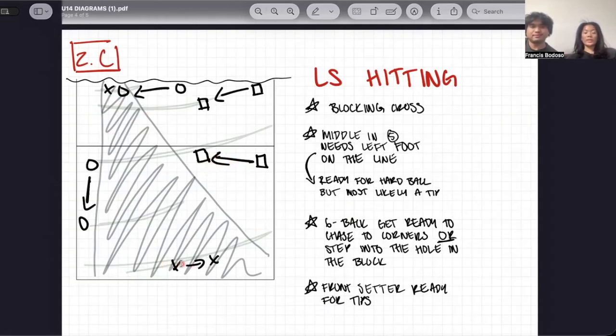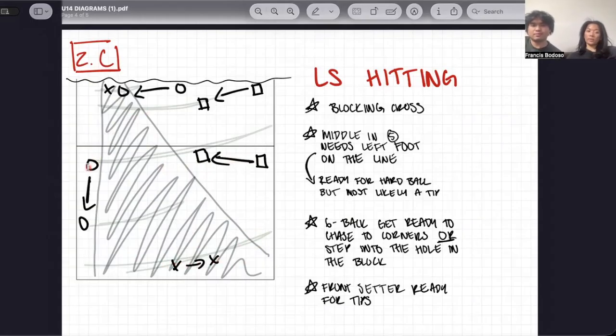Right sides, or sorry, six back, you're also going to shift more to the right. Because if they're hitting that way and it goes off the blocker's hands, it's going to go further over to this corner. So if you see the seam in the block, yes, step into it, but if not, you're going to shift a little bit more to the cross than we typically do.